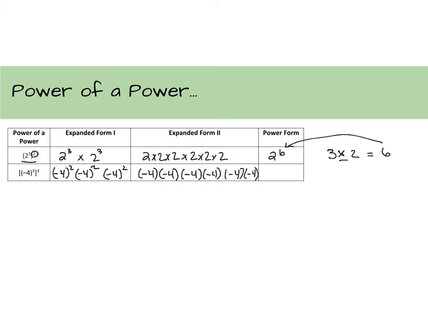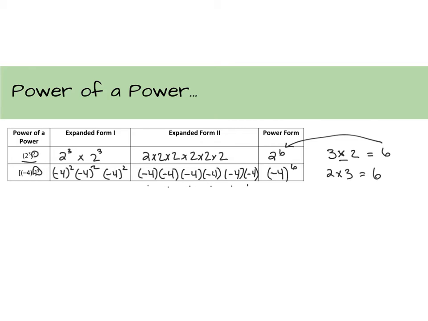And let's see if we were right when we predicted that we multiply our exponents. So we have 2 multiplied by 3, that gives us 6. And 1, 2, 3, 4, 5, 6, we do have 6. So negative 4 exponent 6 will be your power form.